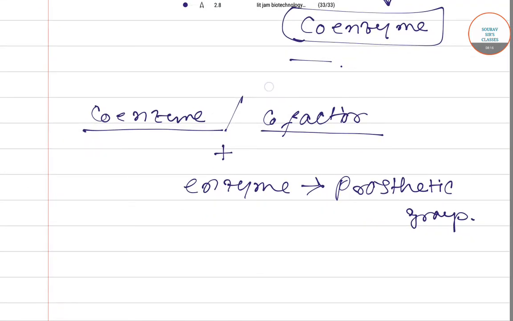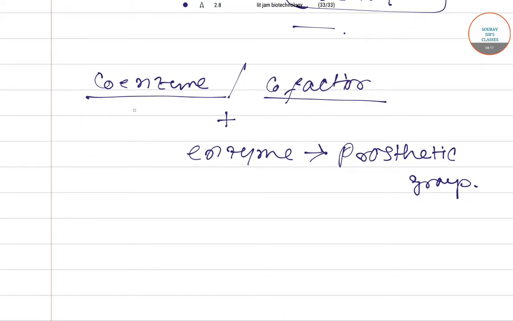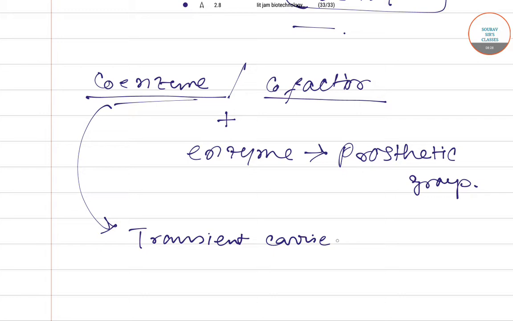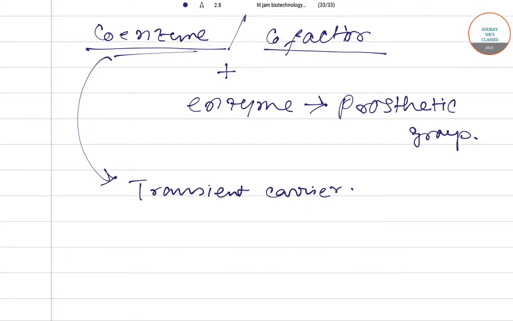Now coenzymes act as transient carriers of specific functional groups, just like acyl group, methyl group, hydrogen, hydride, etc. So these coenzymes mainly act as transient carriers.